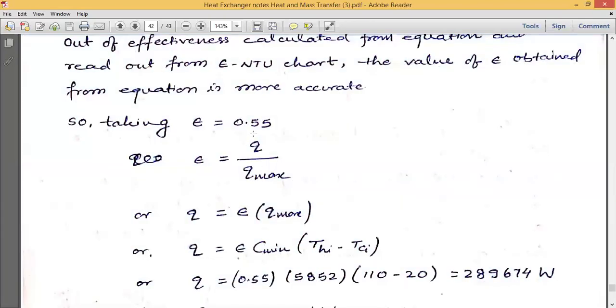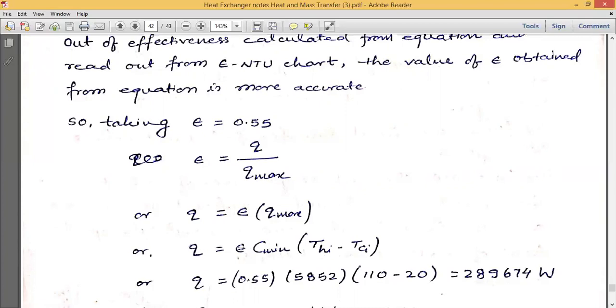In the next step, we will determine the Qmax value. What is the Qmax value? The effectiveness definition is Q upon Qmax. Now, what is the definition of Qmax? Qmax is C minimum into the inlet temperature of hot fluid minus the inlet temperature of cold fluid. That means C minimum into the inlet temperature difference of the hot as well as cold fluid. The inlet temperatures of hot and cold fluid are given, and the minimum value of specific heat rate is given.